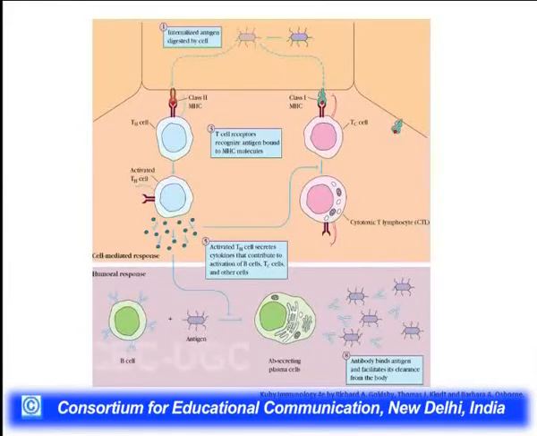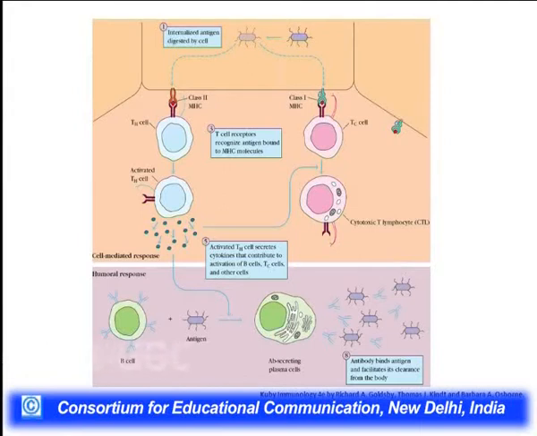Now, how exactly do these immune system cells function? As soon as antigens come or infect our body, they are ingested or digested by the cell, and after digestion they are processed and presented with the help of MHC. MHC are basically the major histocompatibility complexes. There are two major types of MHC, called MHC1 and MHC2.